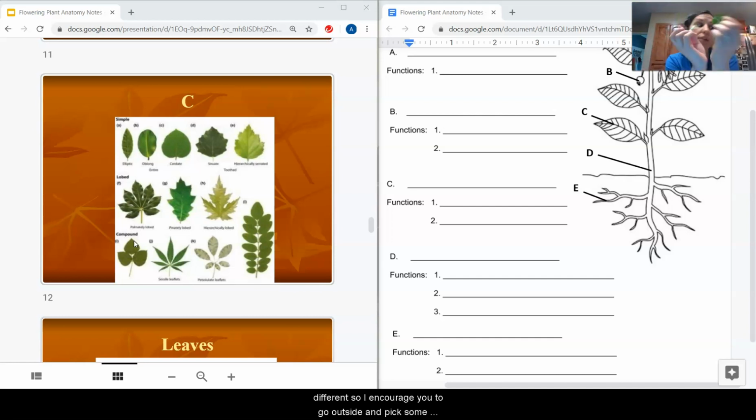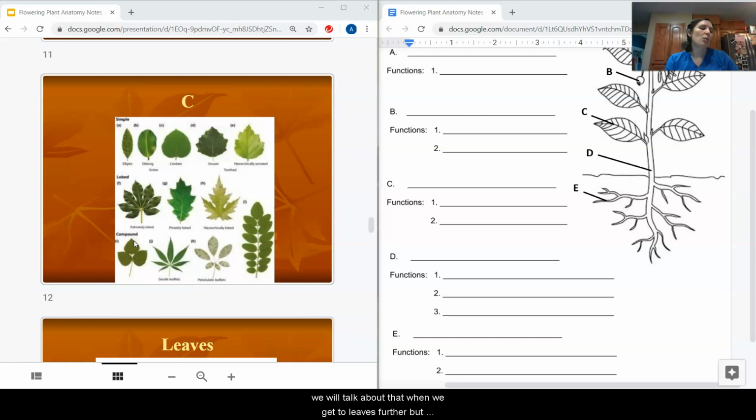So I encourage you to go outside and pick some leaves. Now in class, I would have sent you out to grab one or two leaves, and then you would have brought them to school and we would have looked at them under the microscope, which is really cool, and seen the difference in the leaves. We would have talked about, if you picked it against the wall or in direct sunlight, how does that affect the leaf? And we will talk about that when we get to leaves further.